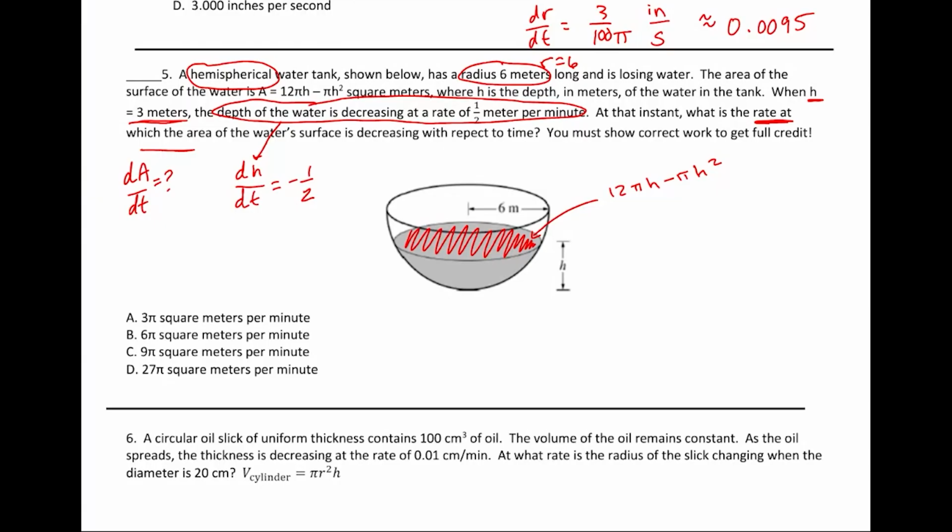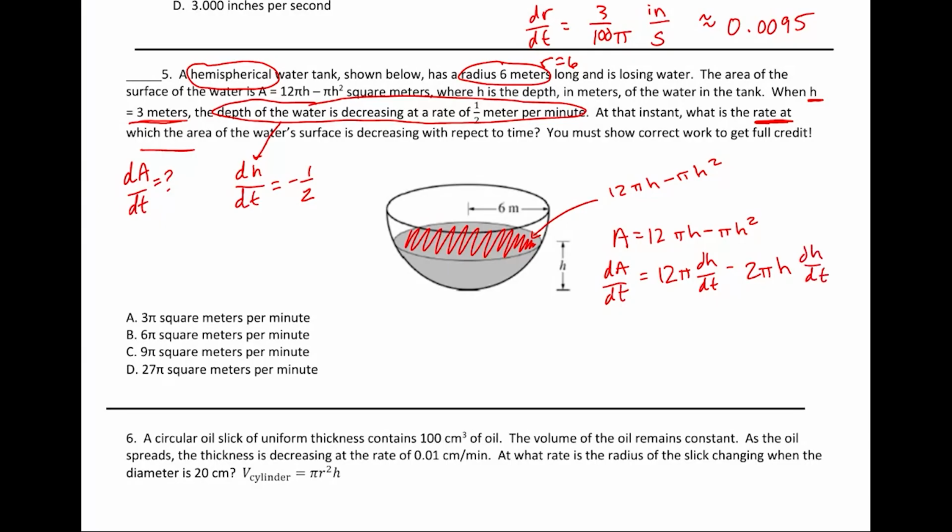So you actually don't need the volume formula here, I don't think. It's not really talking about volume, it's talking about the area of the base. So that's going to be this equation that they gave us initially, 12 pi h minus pi h squared. Let's go ahead and differentiate that with respect to time. dA/dt, that's what we're looking for, equals 12 pi times dH/dt minus 2 pi h dH/dt.